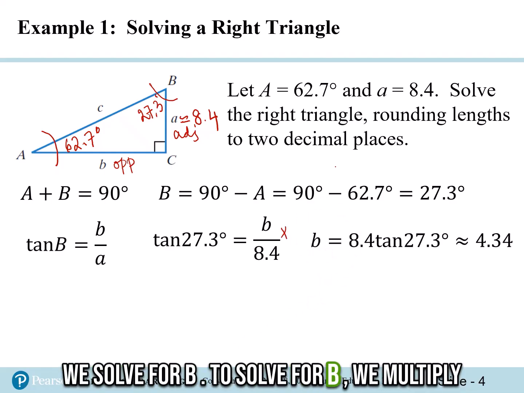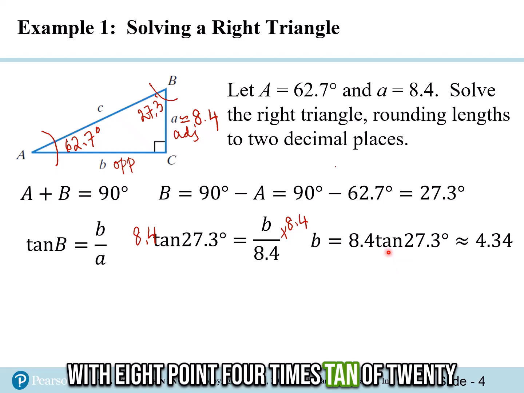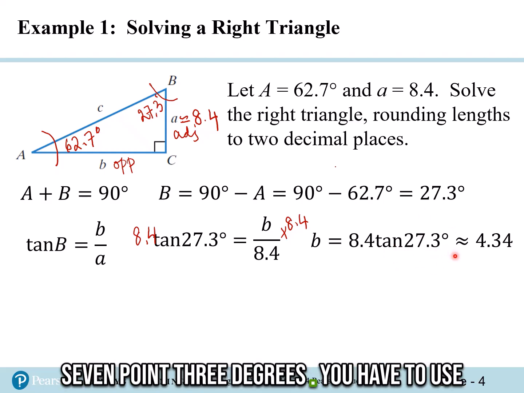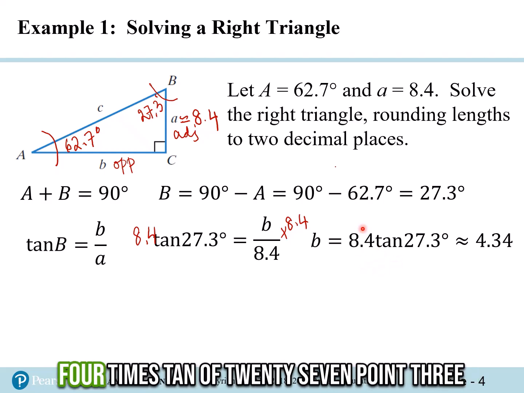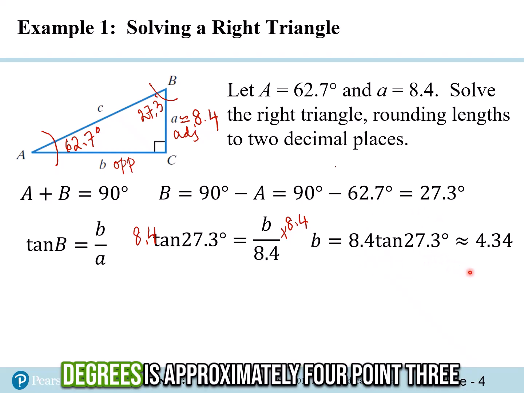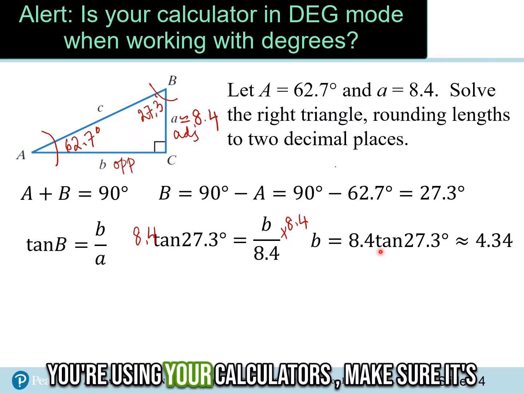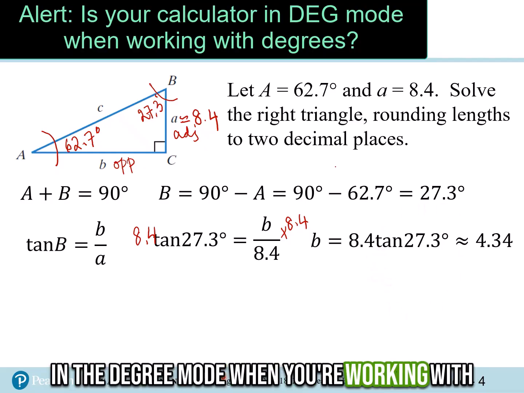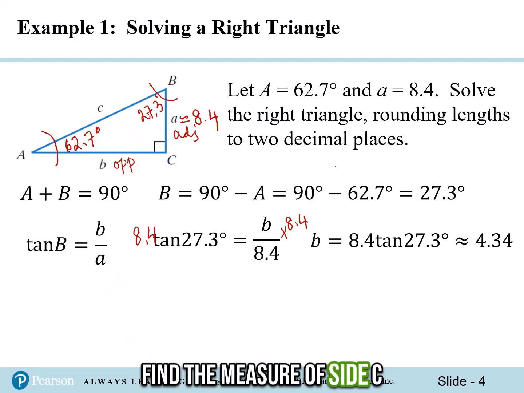To solve for B, we multiply both sides by 8.4, and we end up with 8.4 times tan of 27.3 degrees. You have to use your calculators to evaluate this. 8.4 times tan of 27.3 degrees is approximately 4.34 units. Again, a reminder that when you're using your calculators, make sure it's in degree mode when you're working with angle measures in degrees. Now we have to find the measure of side C.